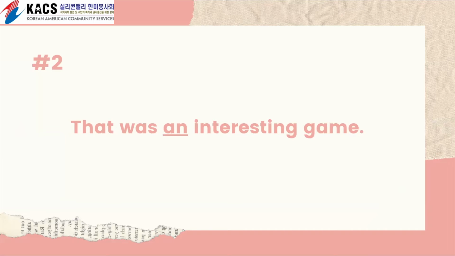We use an in this case because the word right after it is interesting, which begins with the letter I, and the letter I is a vowel. And remember, we use the word an when the word right after it begins with a vowel. So this is why we would use an in this case as well. So it would be, that was an interesting game. Let's move on to the third problem now.